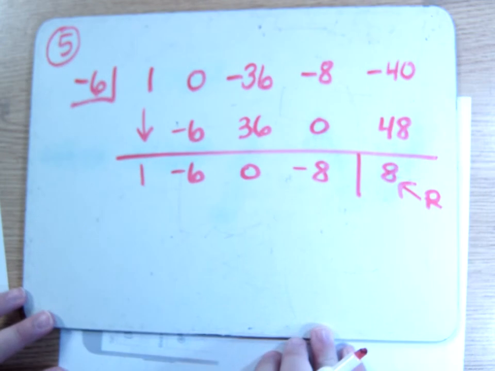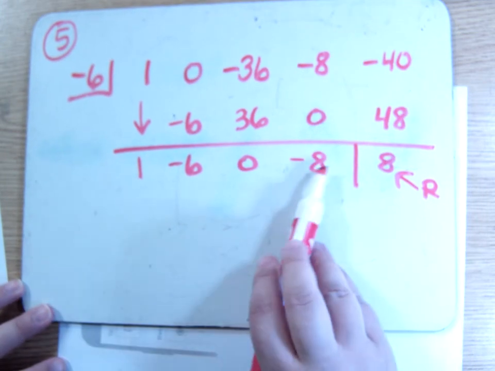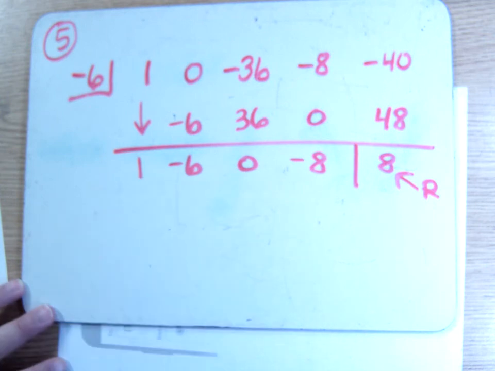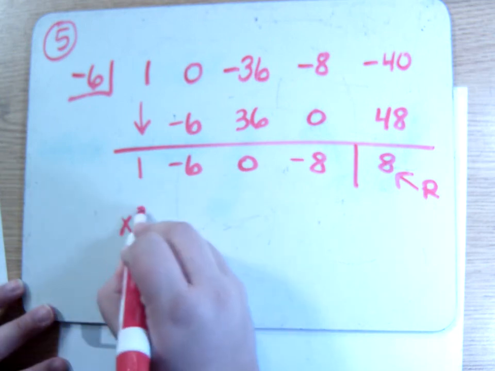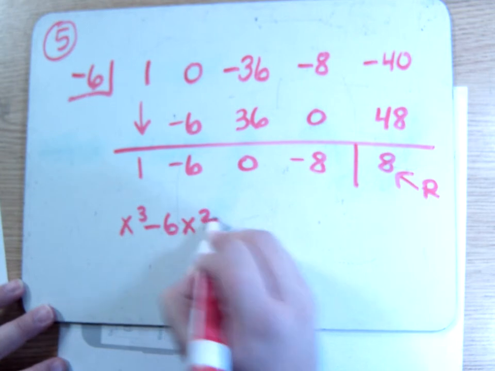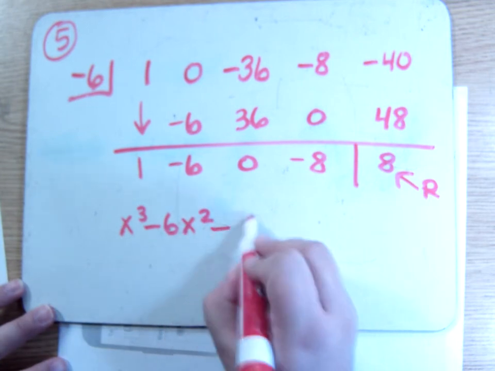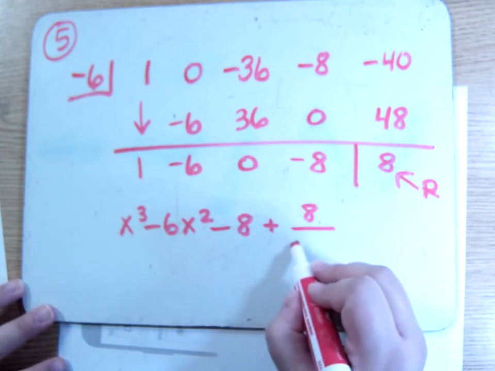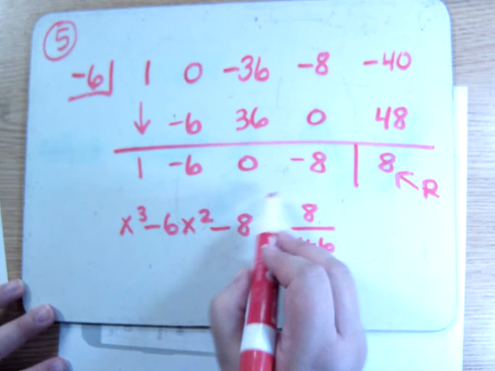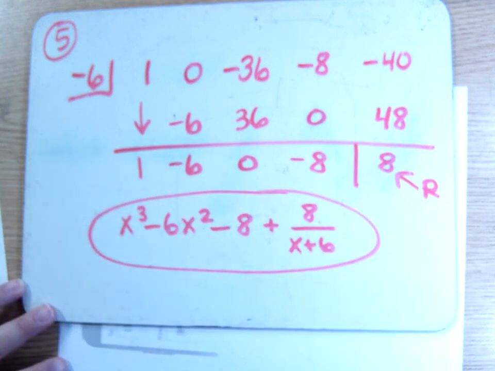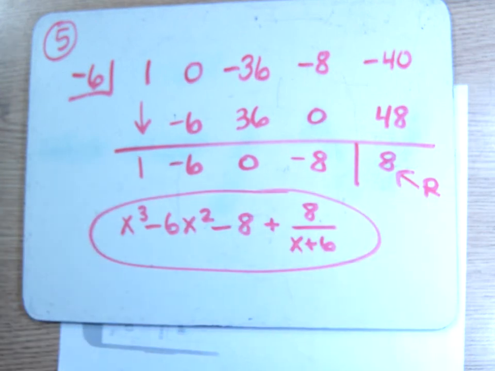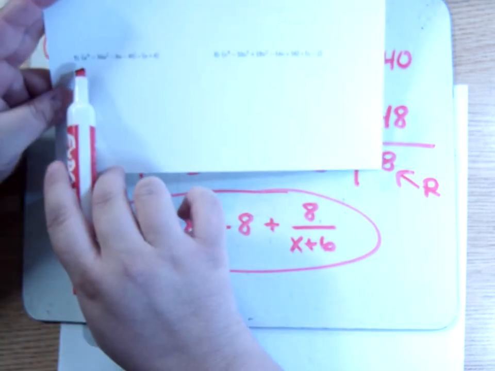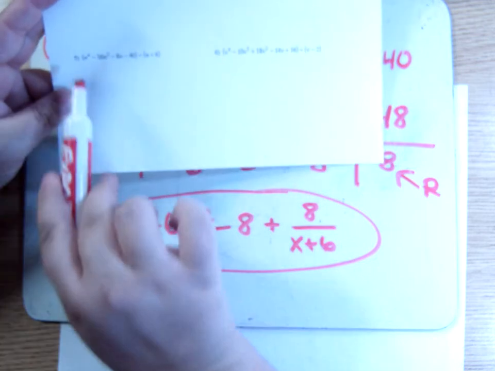So I've got remainders all over the place here. So constant term, x to the first, x to the second, x to the third. I've got x to the third minus 6x squared plus no x's minus 8 plus 8 over x plus 6. Again, it was n's, but I'm okay if you change it to x's. Now let me point out, looking at the problem, the original problem was n to the 4th, and I'm treating it like it's x to the 4th.